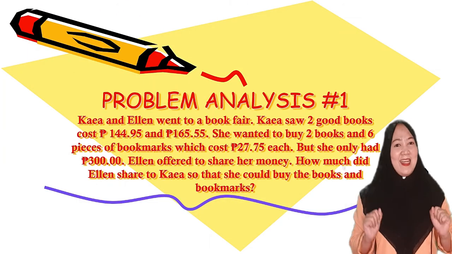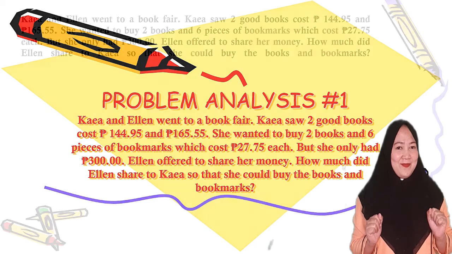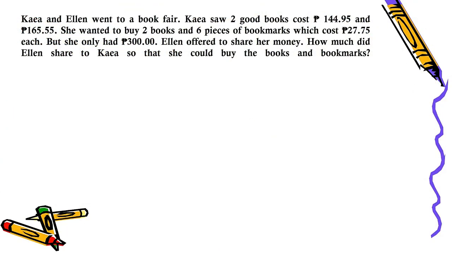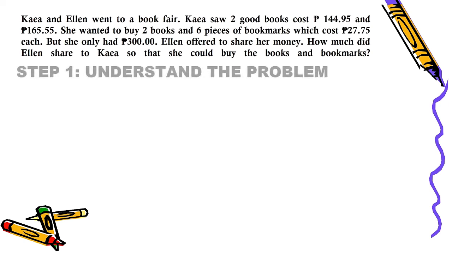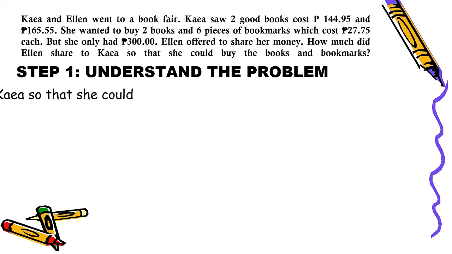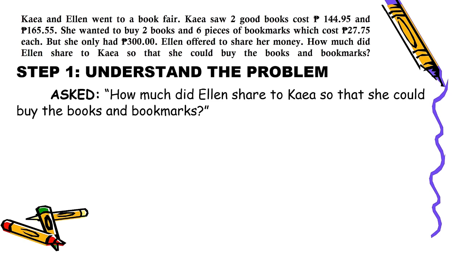Now, let's analyze and solve this word problem. In solving multi-step word problems, we have to take the following steps. First and foremost, you have to understand the problem. In this step, you have to know what is or what are being asked in the problem. You have to know what question must be answered. In this problem, being asked is, how much did Ellen share to Kaya so that she could buy the books and bookmarks?